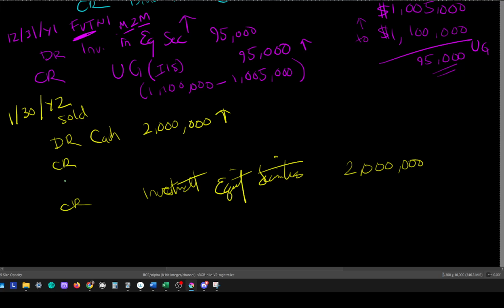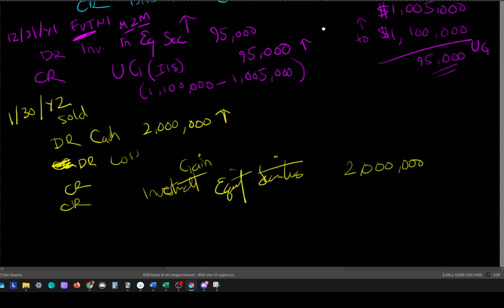If you had a gain or a loss, though, this is how it would look. Suppose you had a gain, and that would mean that you got more cash than the investment in equity securities, then you would have credited a gain to make this journal entry balance out. If you had a loss, it would be up here.